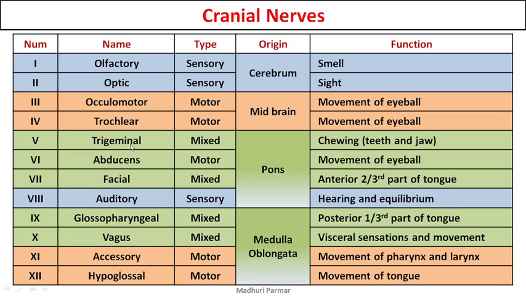The fifth nerve is called trigeminal nerve. Trigeminal nerve, it begins from your pons. Okay, it is a mixed type of nerve. Mixed meaning it has sensory parts also as well as motor parts also.